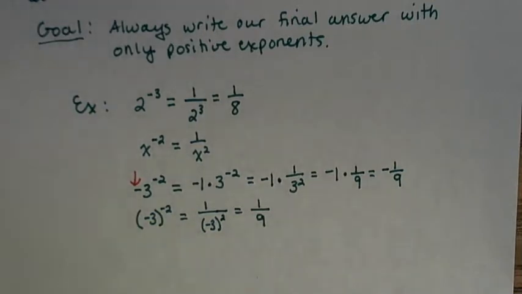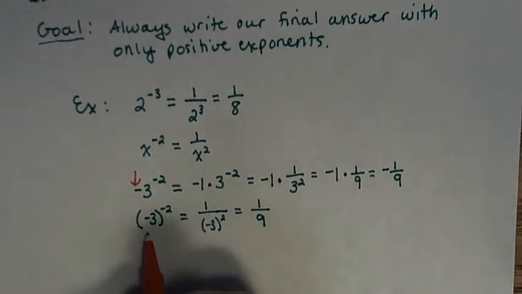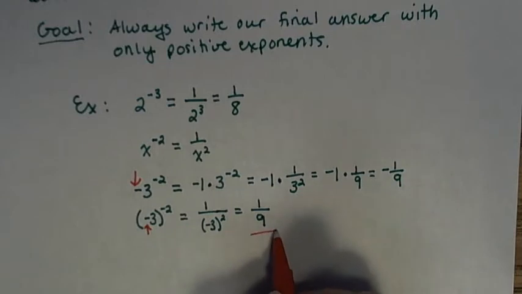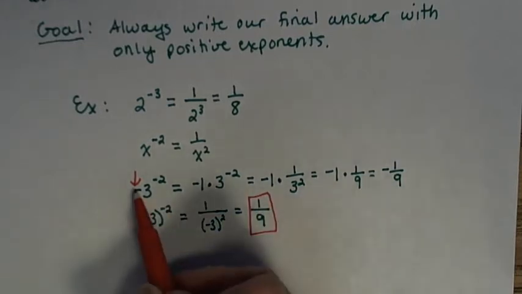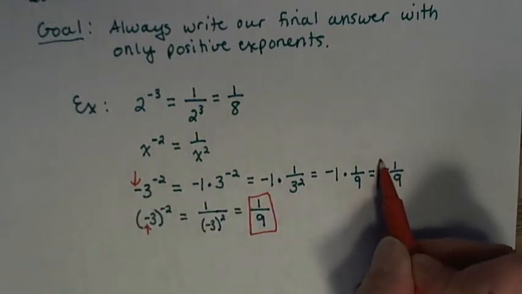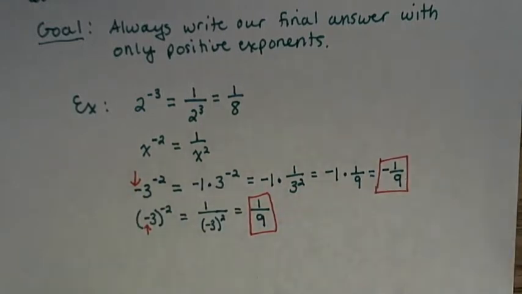So you want to be very careful here. If the negative is inside the parentheses, you're going to end up with a positive answer. If the negative is outside here like this, notice we get a negative answer. The numbers are the same, but one's positive and one's negative. So you want to be very careful to pay attention to where that negative sign is.